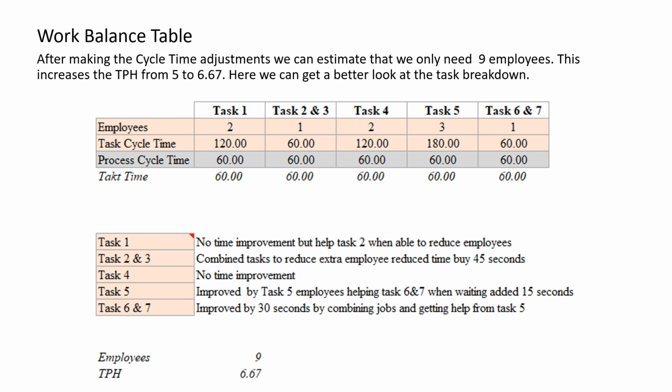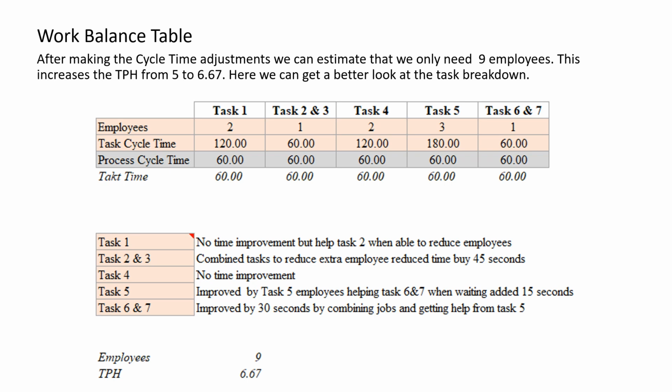So on our work balance table, after making the cycle time adjustments from our current process to our new process, we can estimate that we only need 9 employees. This increases the TPH from 5 to 6.67. So instead of making 5 sandwiches per hour per person, we are making 6.67 sandwiches per person per hour.